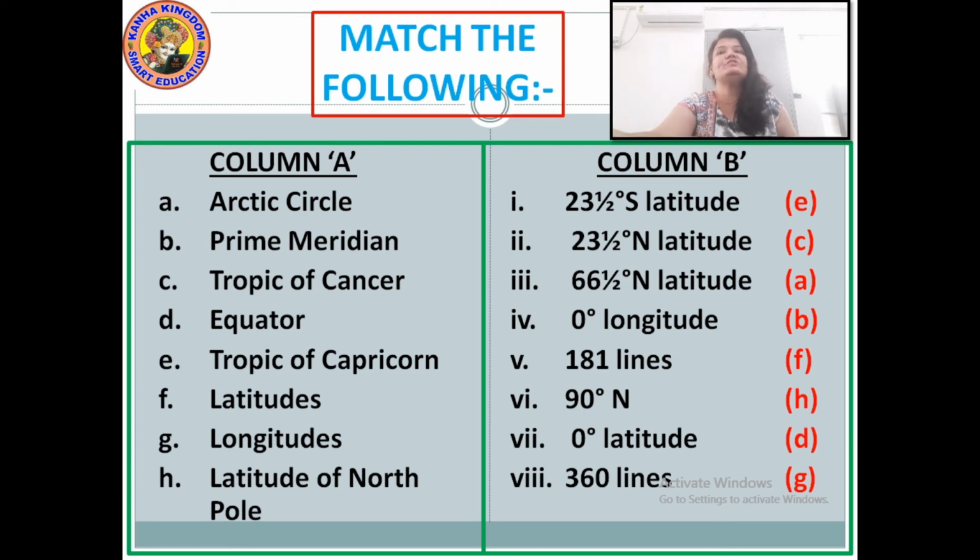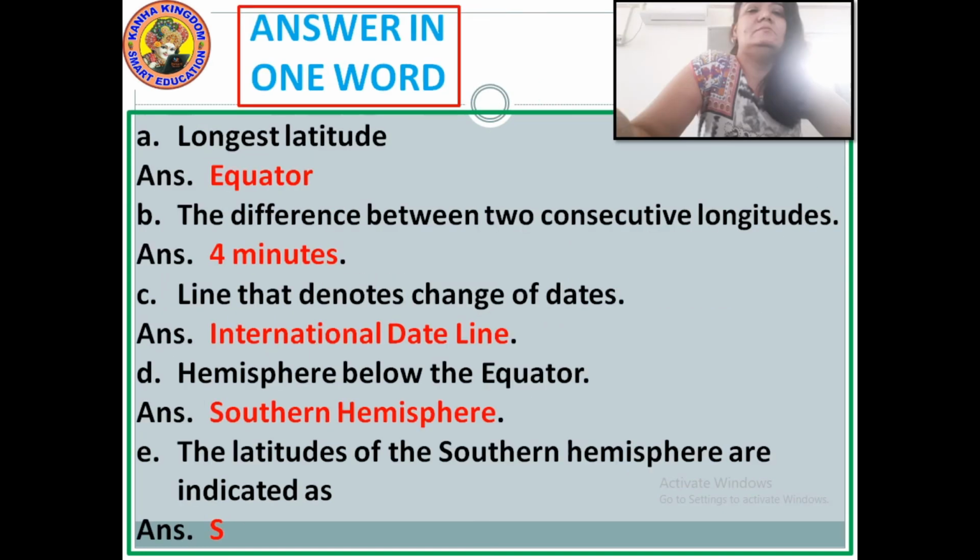Let's see the next question. Our next question is answer in one word. Number first is longest latitude. The answer is equator. The longest latitude is equator.